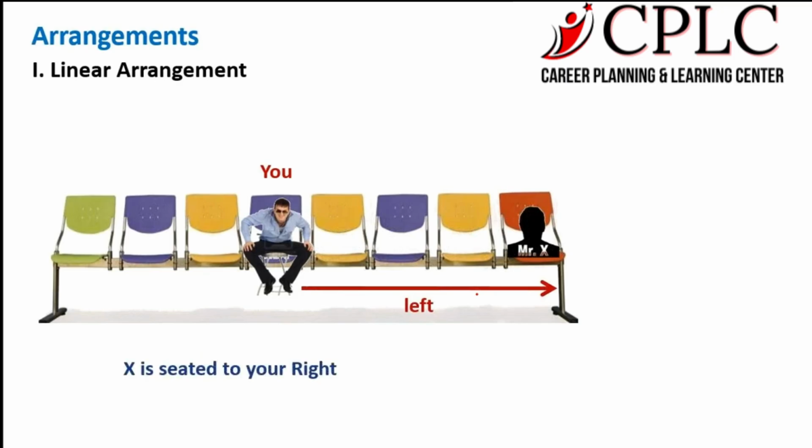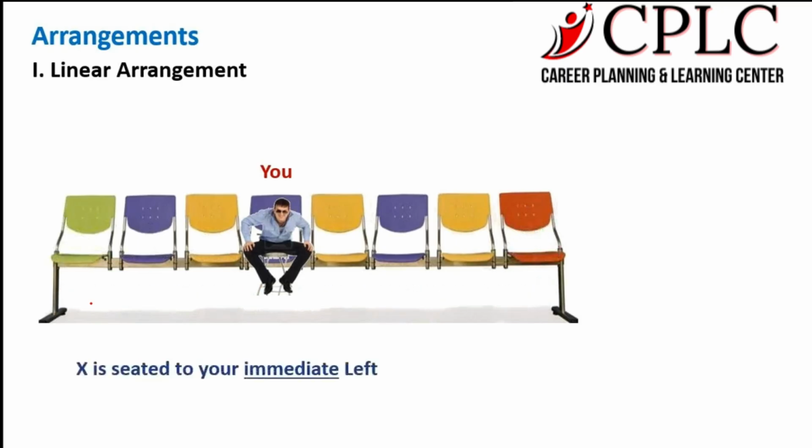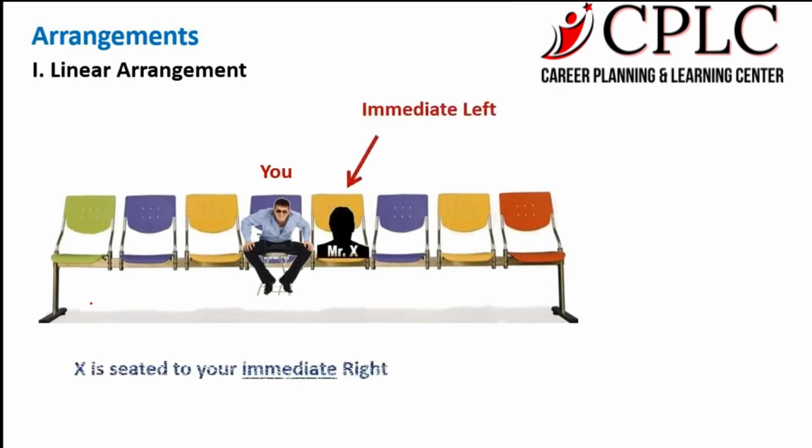Same goes for the next one. X is seated to your right, so again the side has to be this side. Again they have not specified exactly where on the right side, so you'll have to consider all of these. It can be in any of those positions. Next representation, X is seated to your immediate left. Now they are being more specific. So immediate, this one, immediately on the left hand side, the next position.